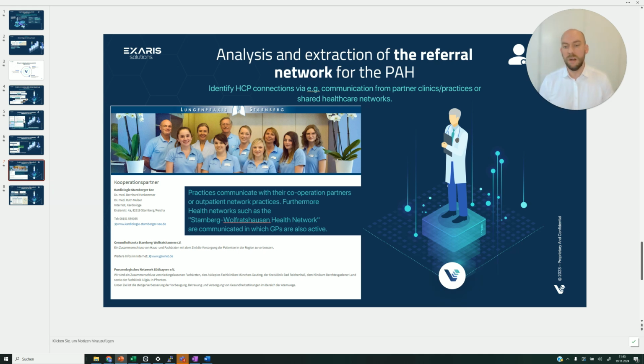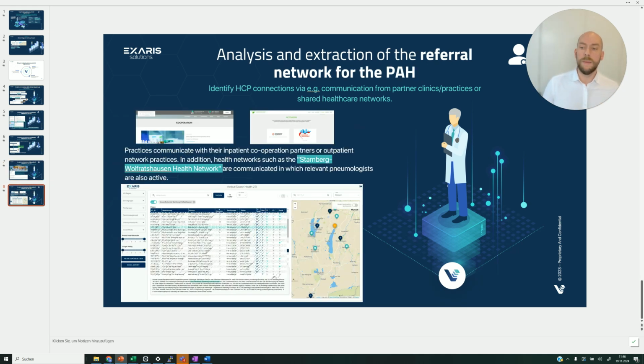And also you see here that the regional networks are communicated. For example, the regional health network, Starnberg-Wolfratshausen Health Network, where GPs are also involved. And this is very important, because the pathway of the patient is that he goes to the GP, has a problem, and when the GP is aware, because of the health network and because of your impact in the health network, then he will get a very good treatment.